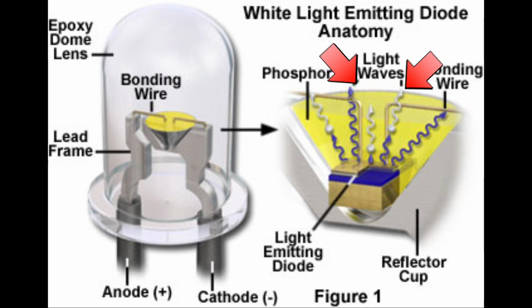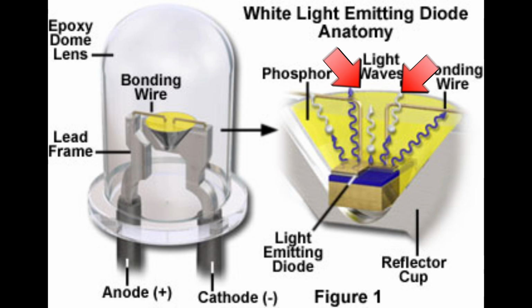Light waves. Light waves are the electromagnetic radiation emitted by the LED. LEDs emit light in the visible spectrum, which allows us to see them. This is an example of visible light. Light waves are a form of electromagnetic radiation traveling at the speed of light. The wavelength of the light emitted by an LED determines its color.